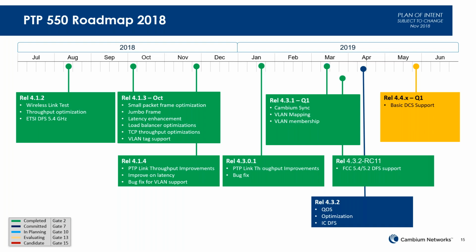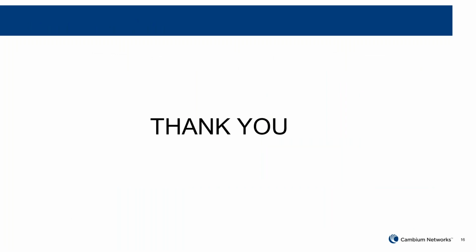But the details about what we're going to support and what kind of criteria the customer will be able to set, those details will be reviewed the next time we update the roadmap. So this is about the 550 roadmap this year, and the big one is the DCS in the second half of the year. That is the end of my deck here.